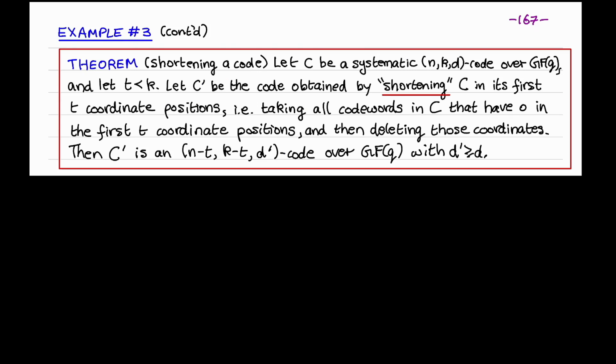Let me define the shortening of a code. So let C be a systematic [n, k, d] code over GFq, and let t be a positive integer less than k. Let C primed be the code obtained by shortening C in its first t coordinate positions, by which I mean the following. Take all code words in C that have a 0 in the first t coordinate positions, and then delete those coordinates. The claim is that C primed is a linear code of length n minus t, dimension k minus t, and distance at least d.